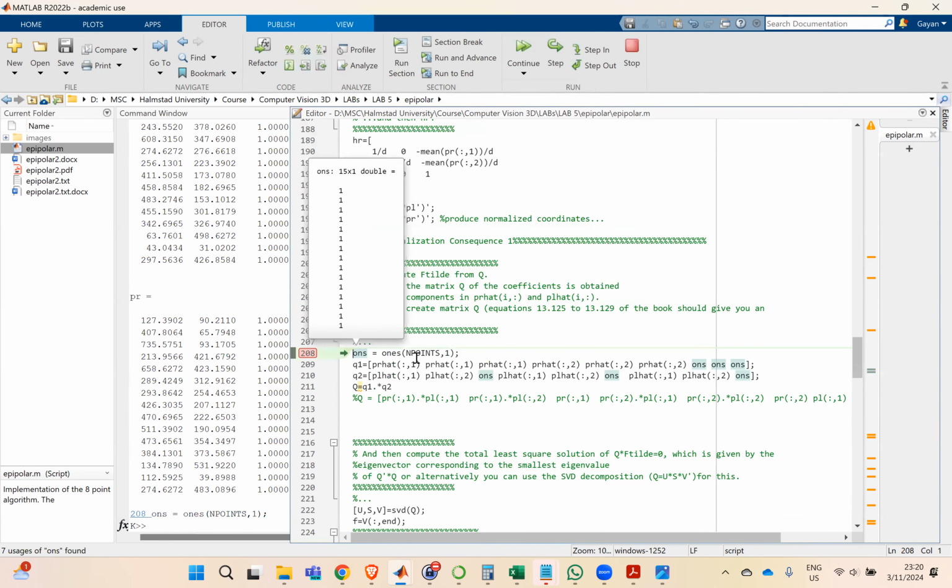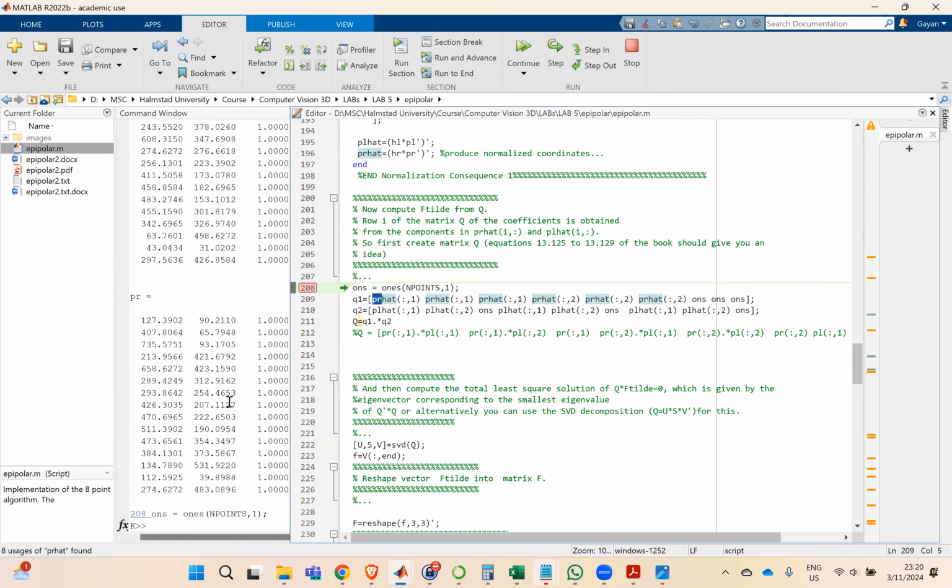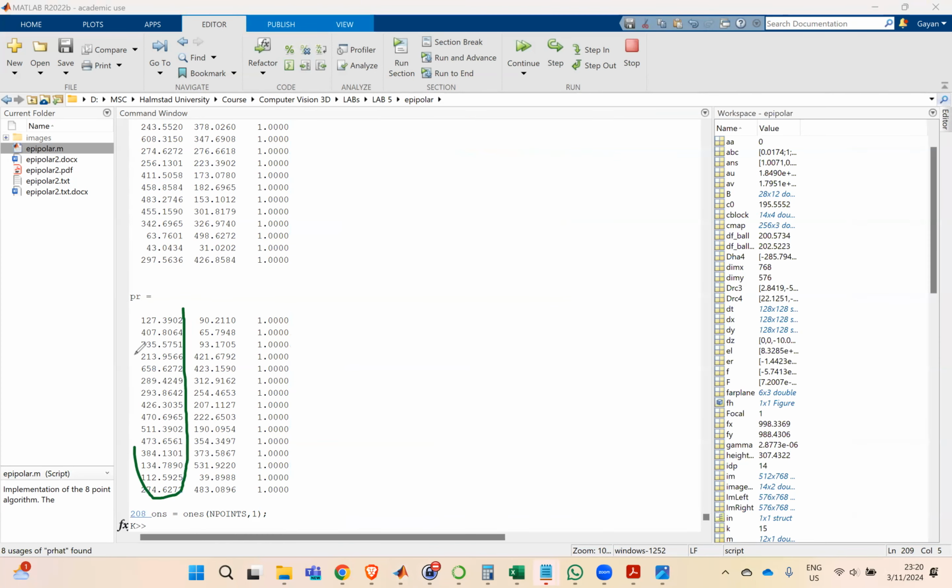And now we try to construct this Q matrix, big Q matrix. In here, PR is the same as the PR in the right point. In the right point PR, you can see the first column is columns, the second column is rows, and the third one is homogeneous coordinates. So in here, this is our columns, this is our rows, and this is the homogeneous coordinates.